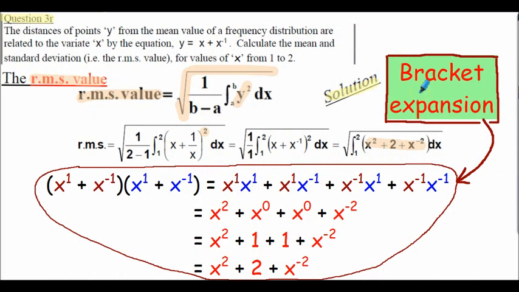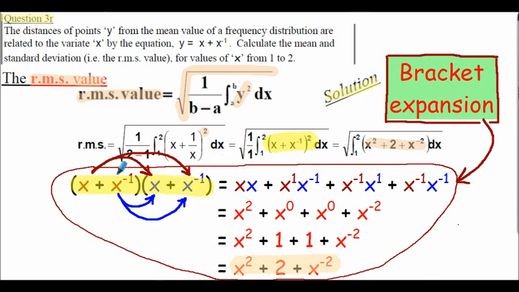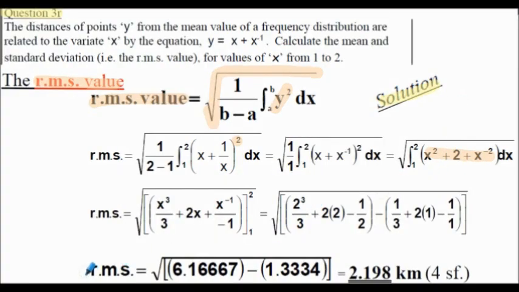And for your reference, I've tried to illustrate the bracket expansion from here in great detail to show how we've derived the final simplified expression shown here. Note that I expanded the binomial brackets using what's called the crab-claw method. We've reviewed this in a previous presentation. And again, evaluating, the r.m.s value is 2.198 kilometers to 4 significant figures.